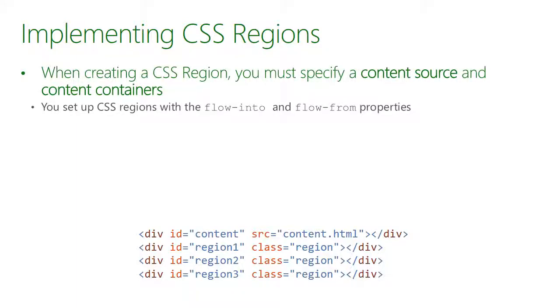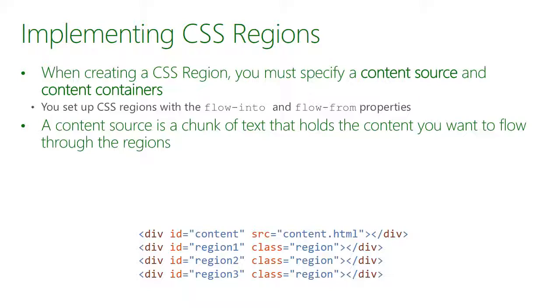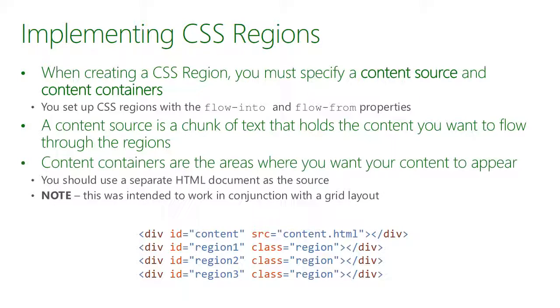Implementing CSS regions. When creating a CSS region, you must specify a content source and content containers. You set up CSS regions with the flow into and flow from properties. A content source is a chunk of text that holds the content you want to flow through the regions. Content containers are the areas where you want your content to appear. You should use a separate HTML document as the source.